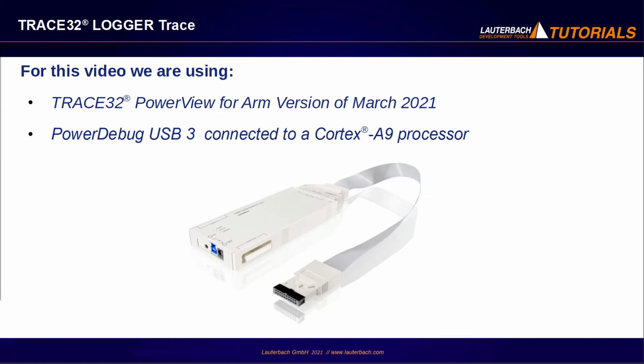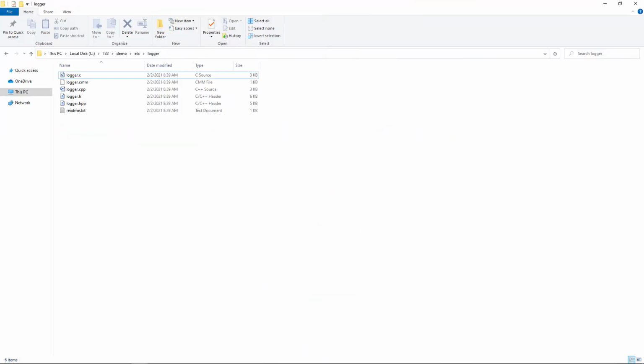In this video, we use a Trace32 PowerView for ARM version of March 2021 and a PowerDebug USB 3 connected to a Cortex-A9 processor. C and C++ sources and header files for using the Trace32 logger are available in the Trace32 system directory under demo, etc, logger.